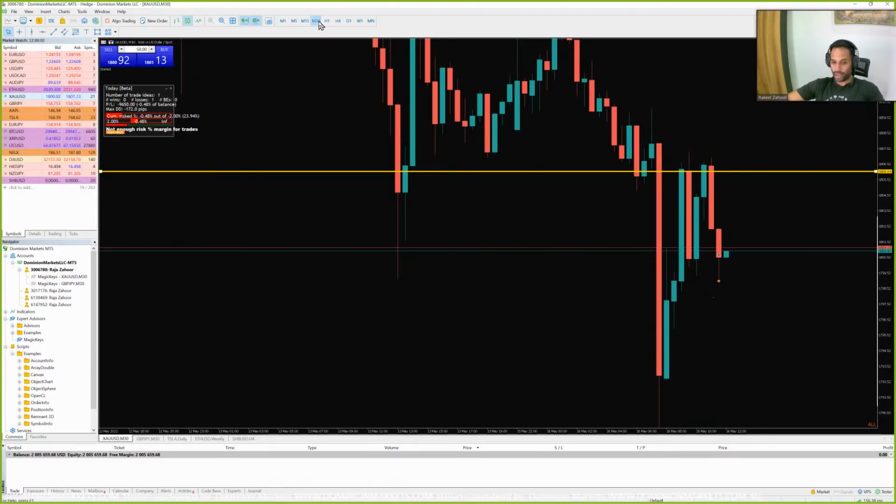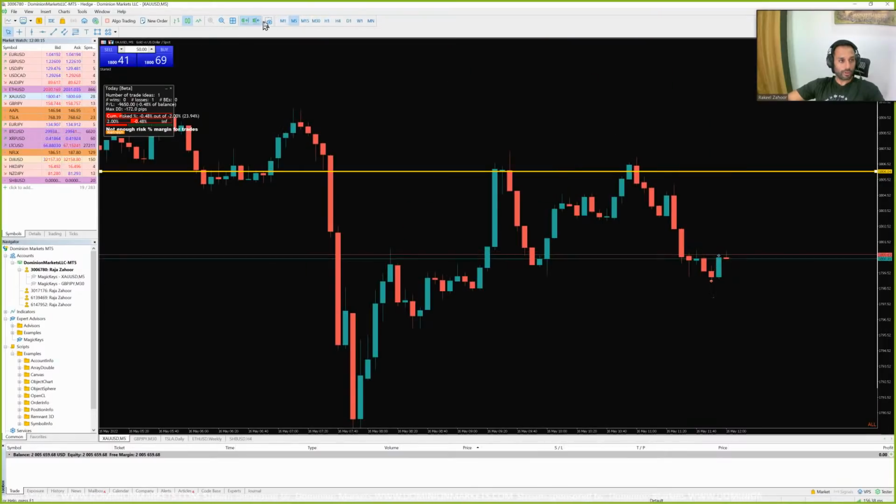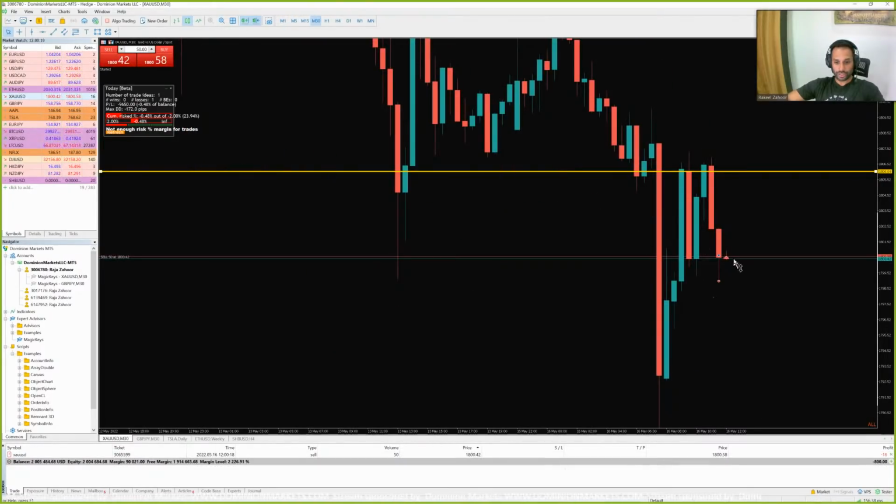And now we have the NY open right here. I think we can give this trade a second chance for price to continue pushing bearish, keeping the stops above this area. NY open.